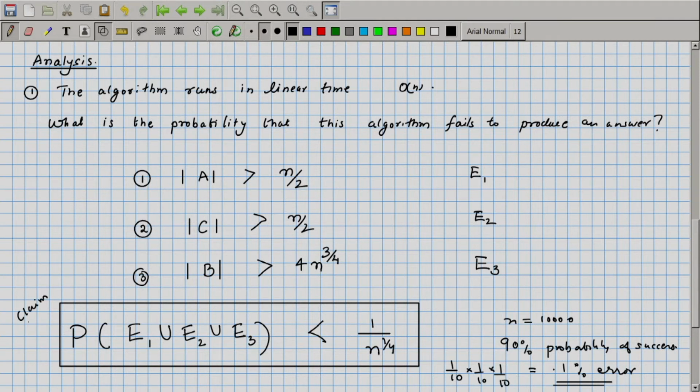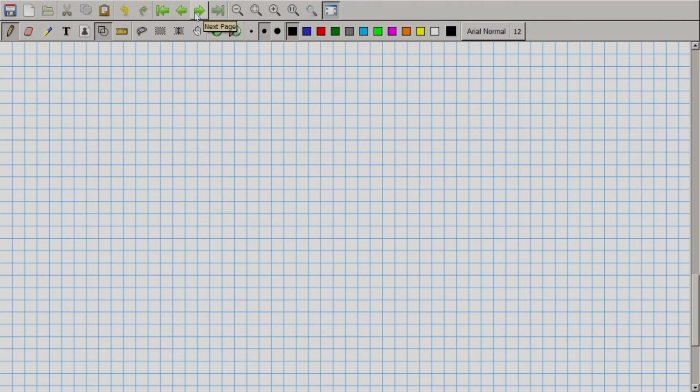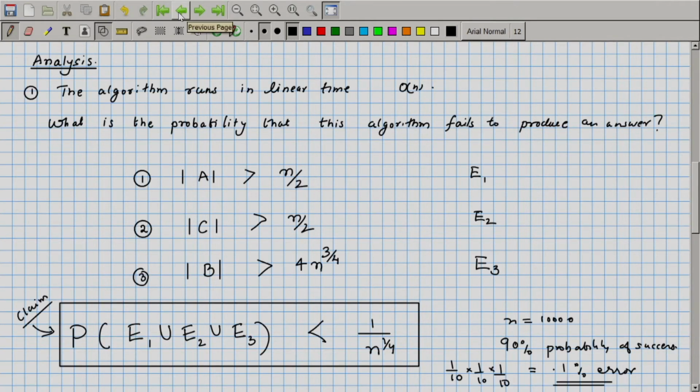Okay. All this is if we prove this particular claim, that the probability of error is less than 1 by n raised to 1 by 4. So, let us see how we prove that. First, let us look at this particular event E1, namely size of A greater than n by 2. The event E2 is a symmetric event. So, the probability that we compute in case 1 can be directly used for case 2.